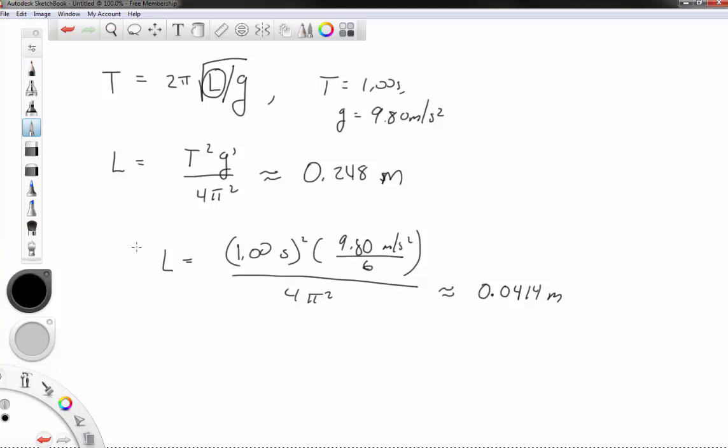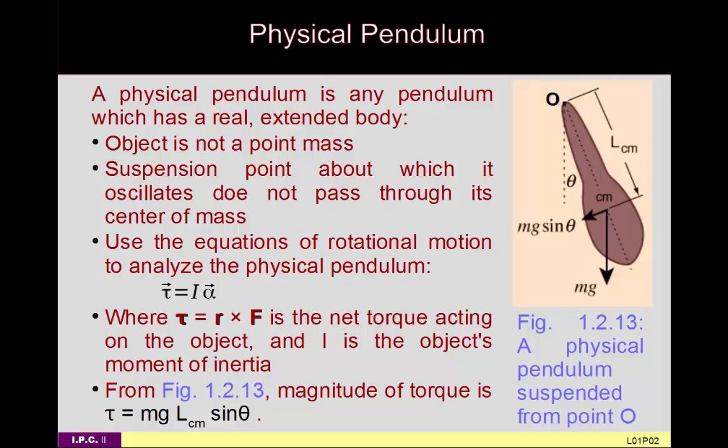So reduce gravity by a factor of 6. You want to keep the same time. That means you've got to reduce the length by a factor of 6. Okay, so what happens if you don't have that nice ideal pendulum that we've been using so far?